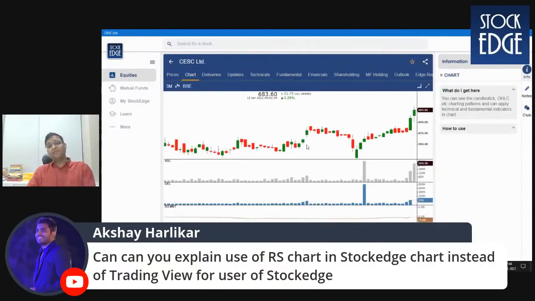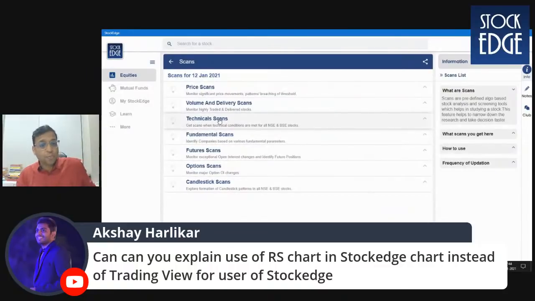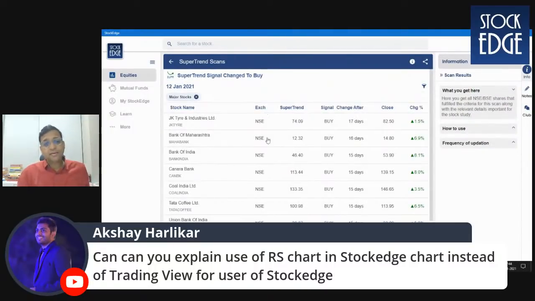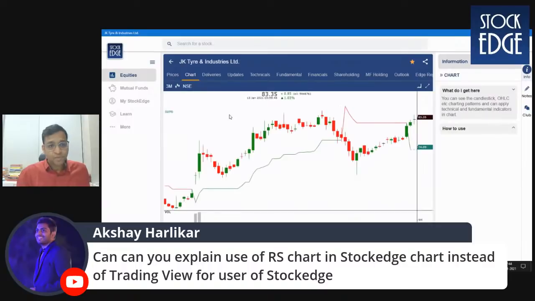In StockEdge we have designed a special chart called Edge chart. This is very unique from charts on other platforms because Edge chart is linked to scans. So every time you do any scan and you want to see the output of that scan, for example, I'm seeing this latest scan called Super Trend scan, and if I click buy, you get all these stocks where Super Trend has become positive, and if I click, it will take you to Edge chart and plot that Super Trend in the chart itself. That's the unique thing which we have done in a chart.